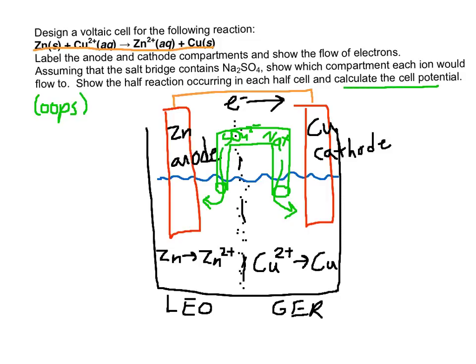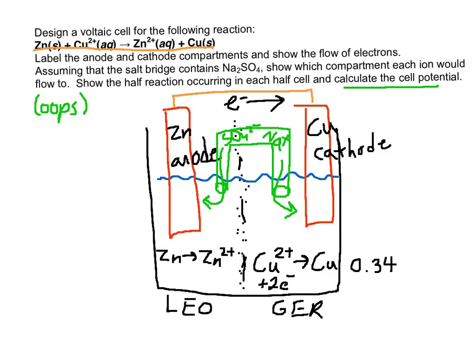I have to look at my standard reduction potential chart. So I'm looking back at page 863 again, and I'm looking for the reduction potentials for the copper half reaction and the zinc half reaction. The copper half reaction in the chart looks exactly like this, except I add 2 electrons in here, getting 2 electrons. And if I look up the voltage, it's positive 0.34.